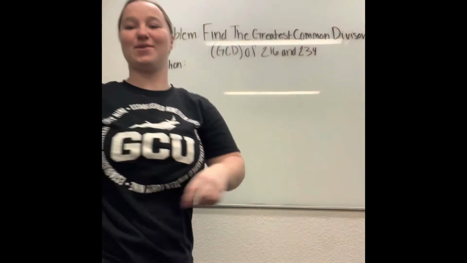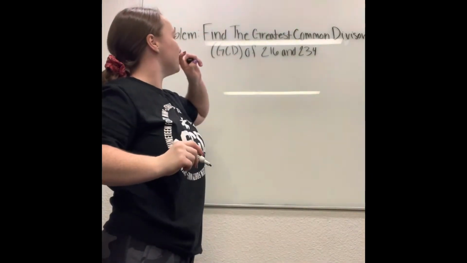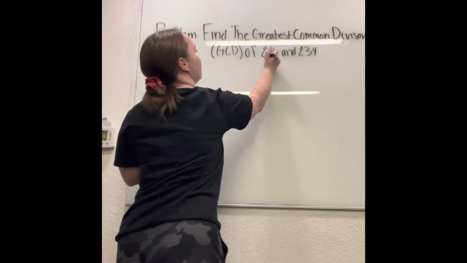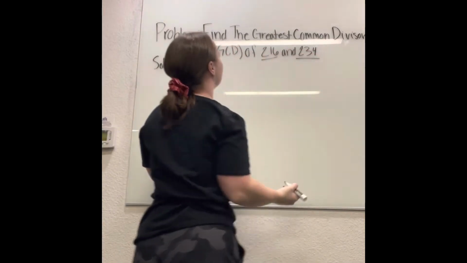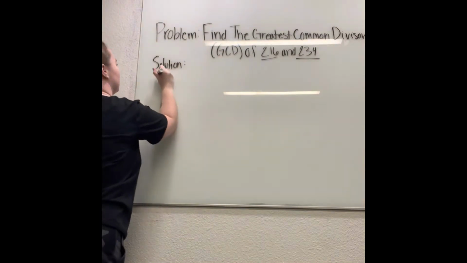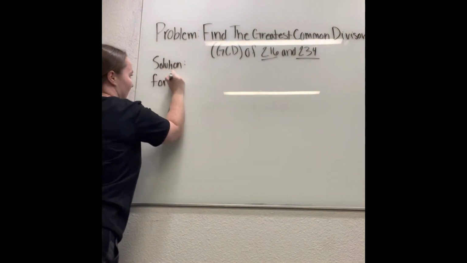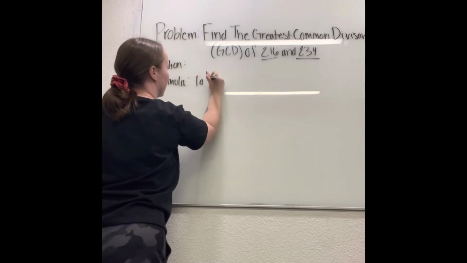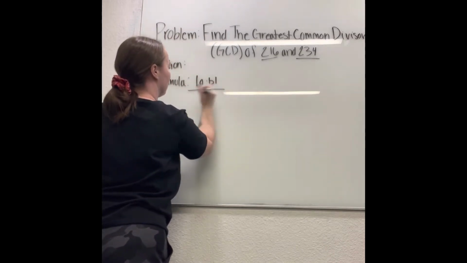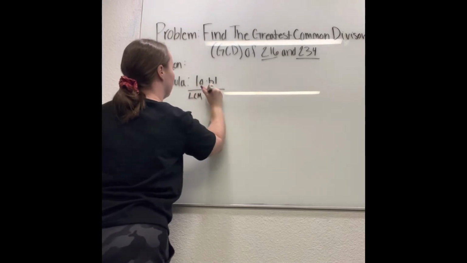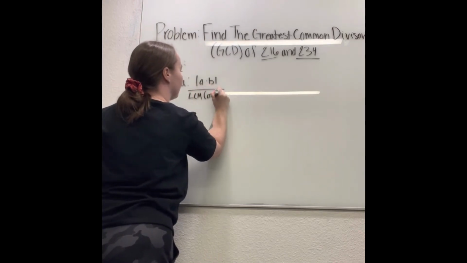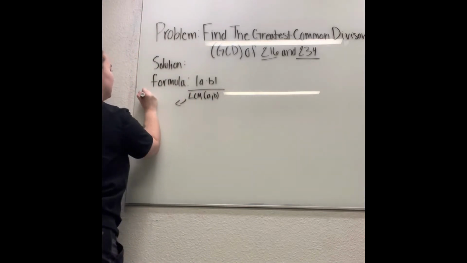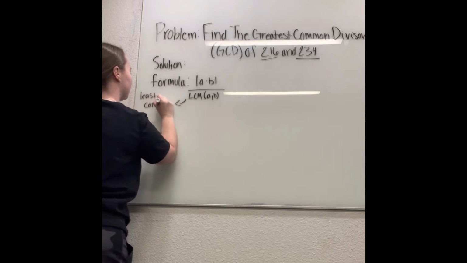Hi, so today we are going to find the greatest common divisor of 216 and 234. The formula that we're going to be using here, I'll put it here, is A times B all over LCM of A and B. LCM is the least common multiple.